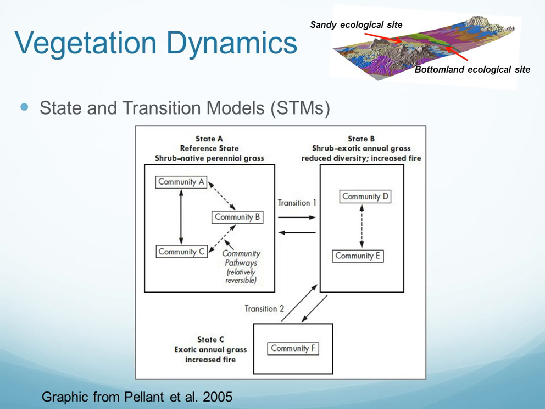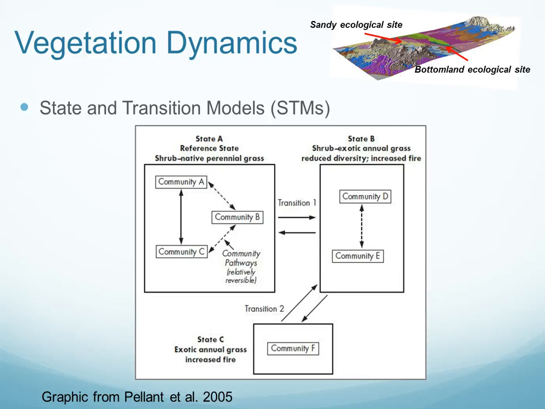We can have a transition occur where the vegetation changes from one stable state to another one. In this case, we see a second stable state, state B, which represents shrub, exotic annual grass and reduced diversity. We see a transition shown here by this arrow that is the mechanism by which the state changed from state A to state B. We do see within state B there can be some community composition changes that occur within these states, but it's still a relatively stable state.